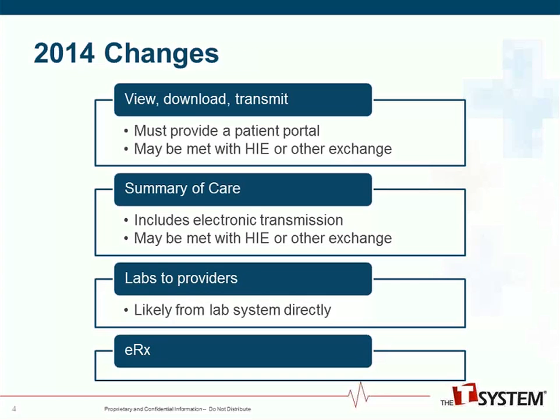The first is view, download, and transmit, or the proverbial patient portal. Essentially for Stage 2, and even for Stage 1 now, hospitals must provide patients online access to their medical records. That means that you need to have patient portal functionality. That patient portal, of course, could be offered through your enterprise vendor. Many of the enterprise vendors do not yet have that solution, but there are a host of third-party solutions on the market, as well as many folks looking to meet this with their health information exchange.